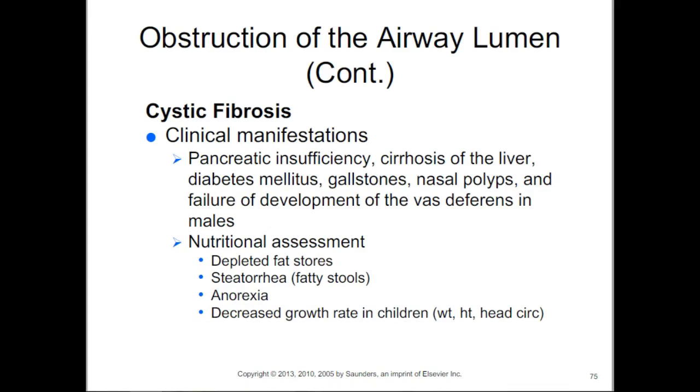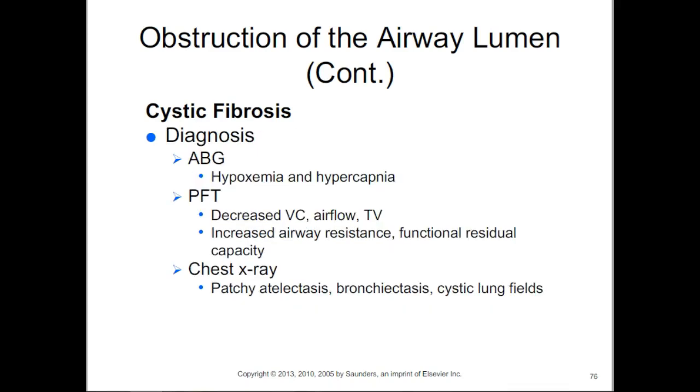Right? So again, pancreatic insufficiency, cirrhosis of the liver, diabetes, gallstones, nasal polyps, and failure of development of the vas deferens in males. So you'll see depleted fat stores, fatty stools, steatorrhea, anorexia, and even a decreased growth rate in children, with a height, weight, and head circumference that's lower than other children.